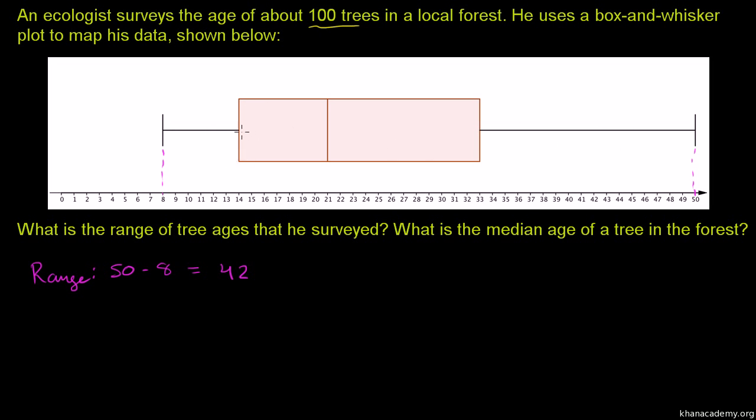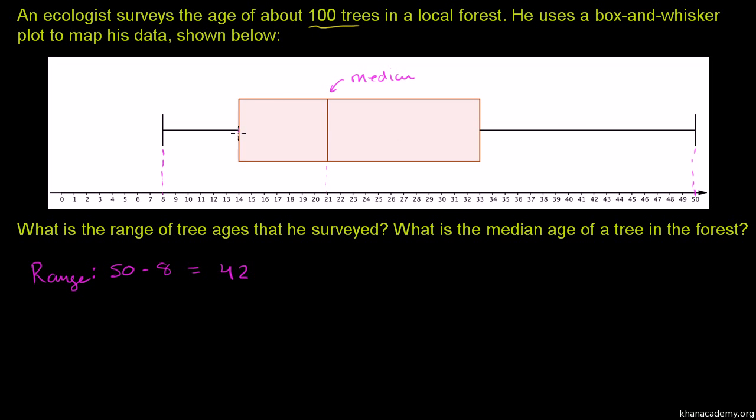Now what the box does, well, let me explain it to you this way. This line right over here, this is the median. And so half of the ages are going to be less than this median. We see right over here the median is 21. So this box and whiskers plot tells us that half of the ages of the trees are less than 21, and half are older than 21.